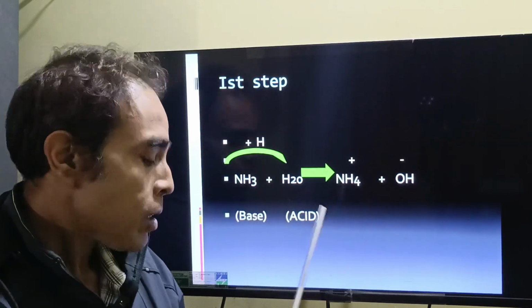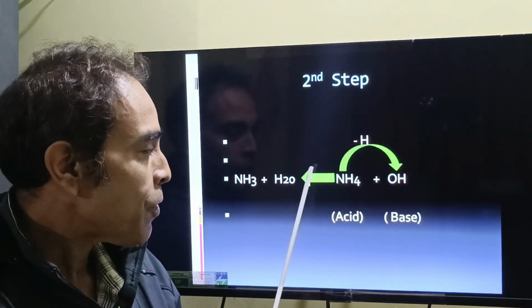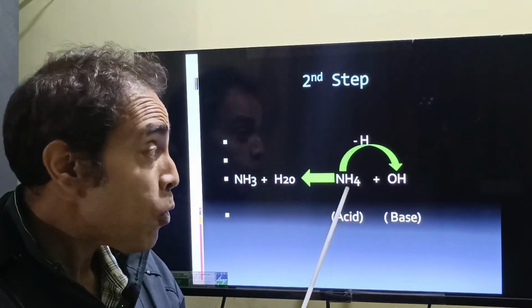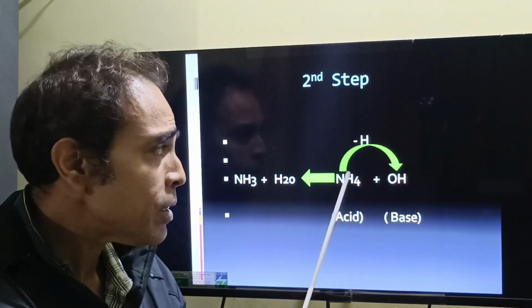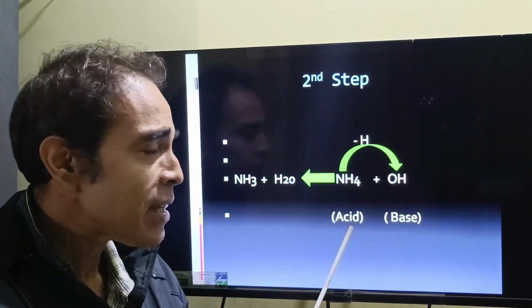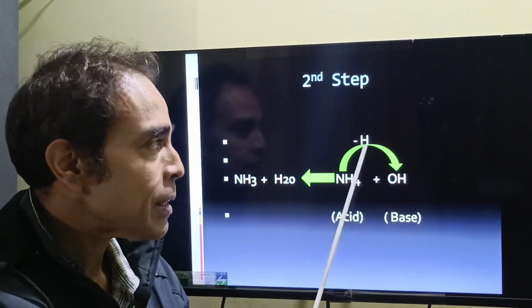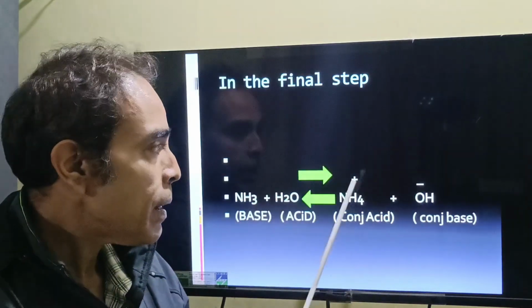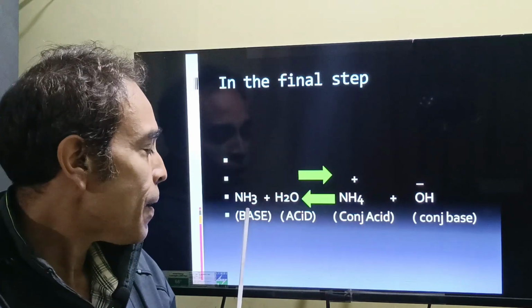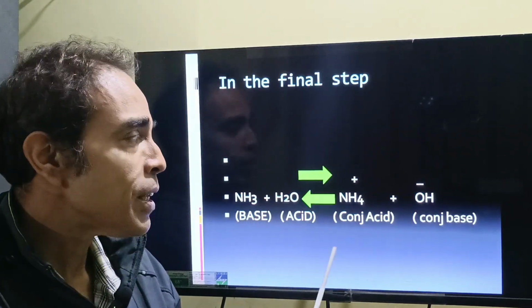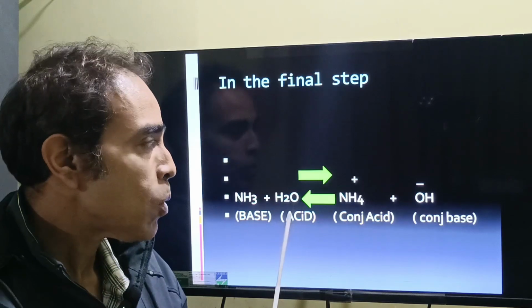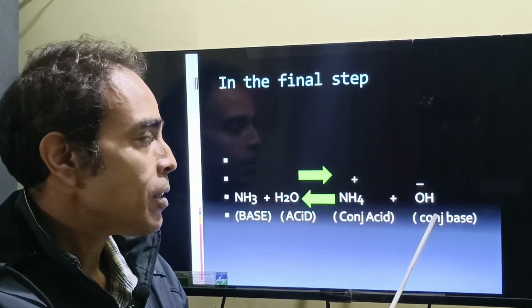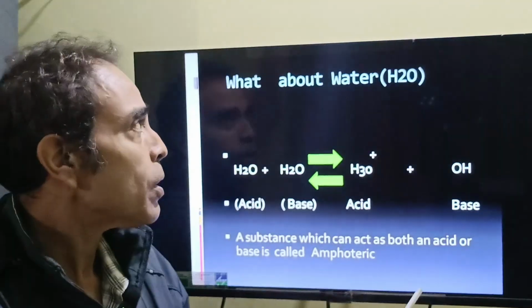it becomes a base. In the second reaction, when you look at the backward reaction, the ammonium now releases one hydrogen ion to the hydroxyl ion. Because it has given one hydrogen, it becomes an acid, and because the hydroxyl ion has accepted one hydrogen, it becomes a base. So in both the reactions, this ammonia becomes a base, and what is the conjugate acid? It is the ammonium. And this water is an acid. What is the conjugate base? It is the hydroxyl ion. So this is the third example we talked about.